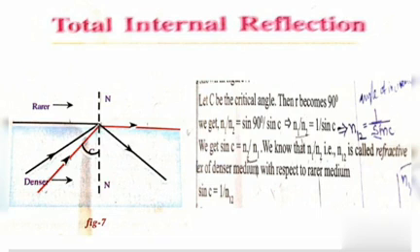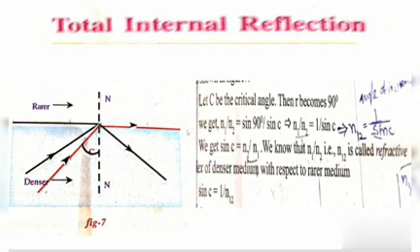We know that n1 by n2, that is n12, is called the refractive index of a denser medium with respect to a rarer medium. So here we can write sin C equal to n2 by n1.